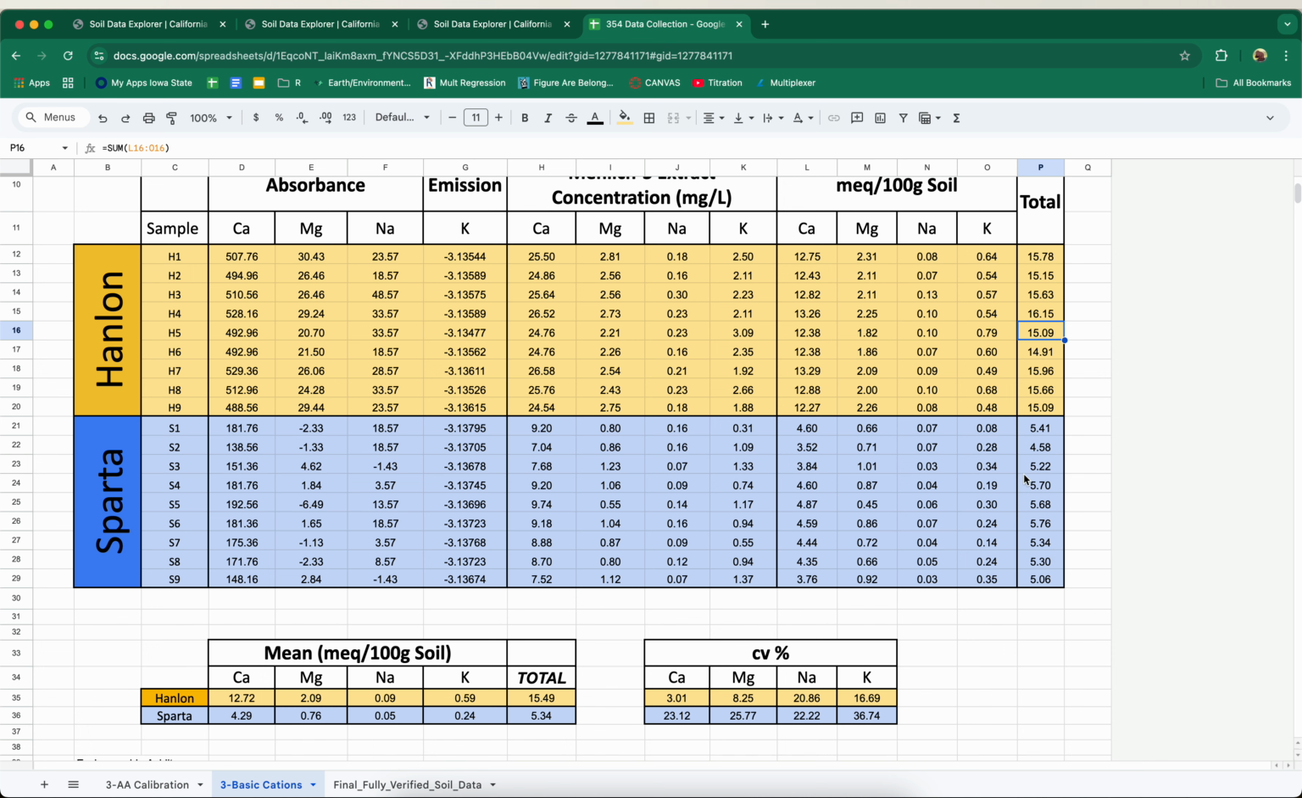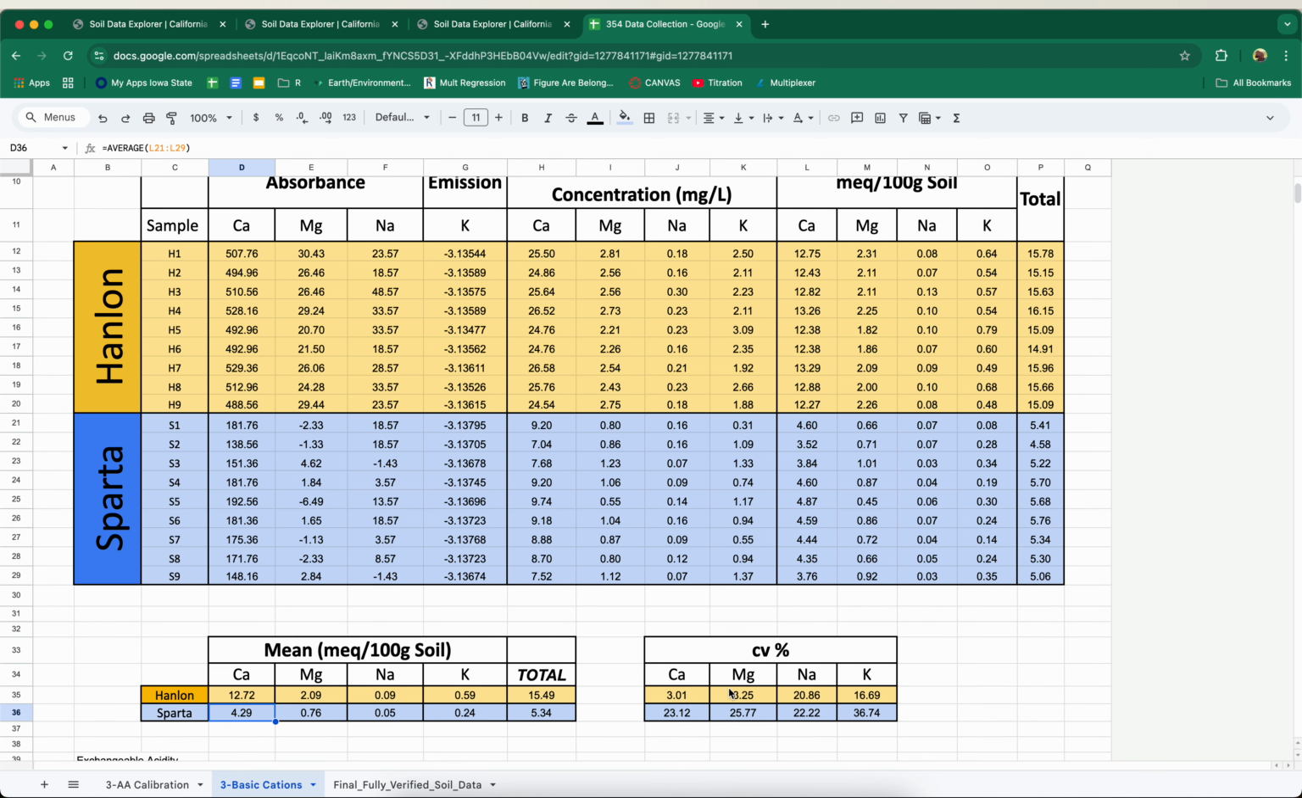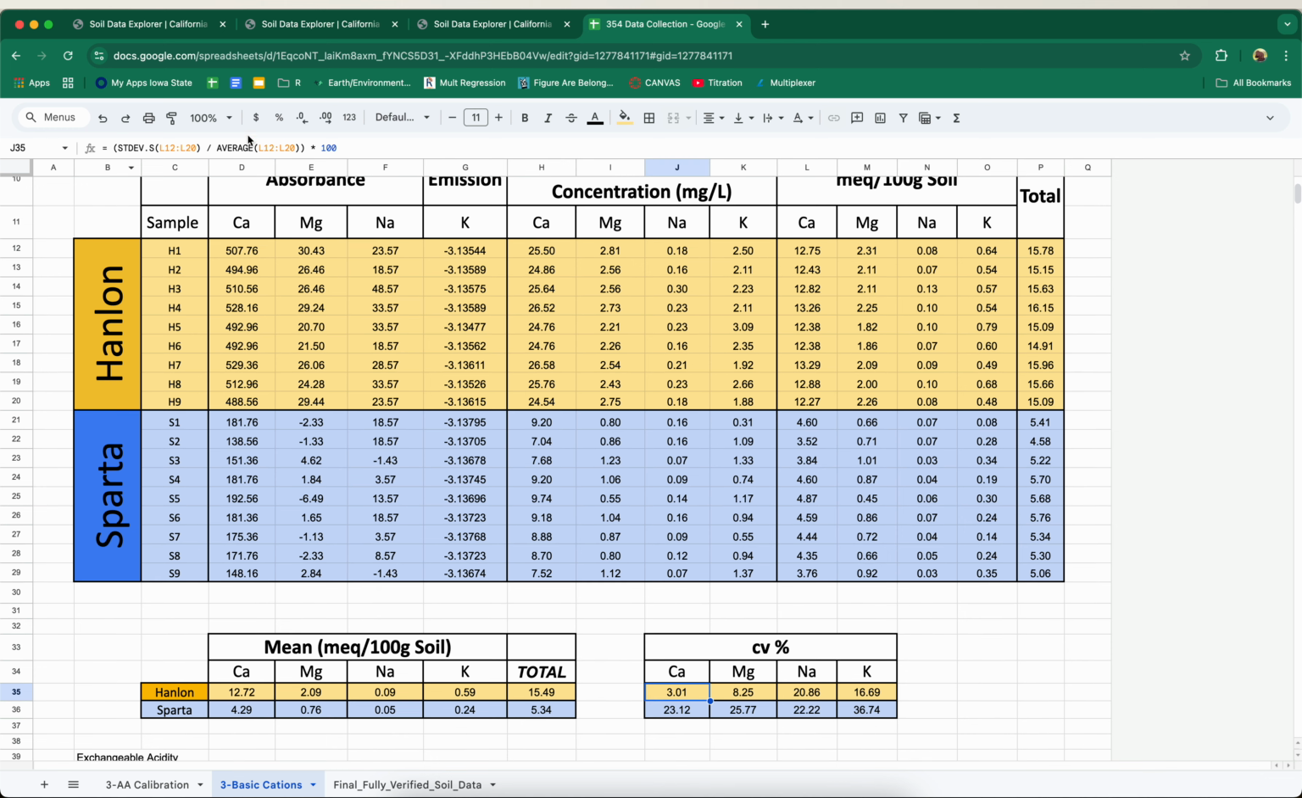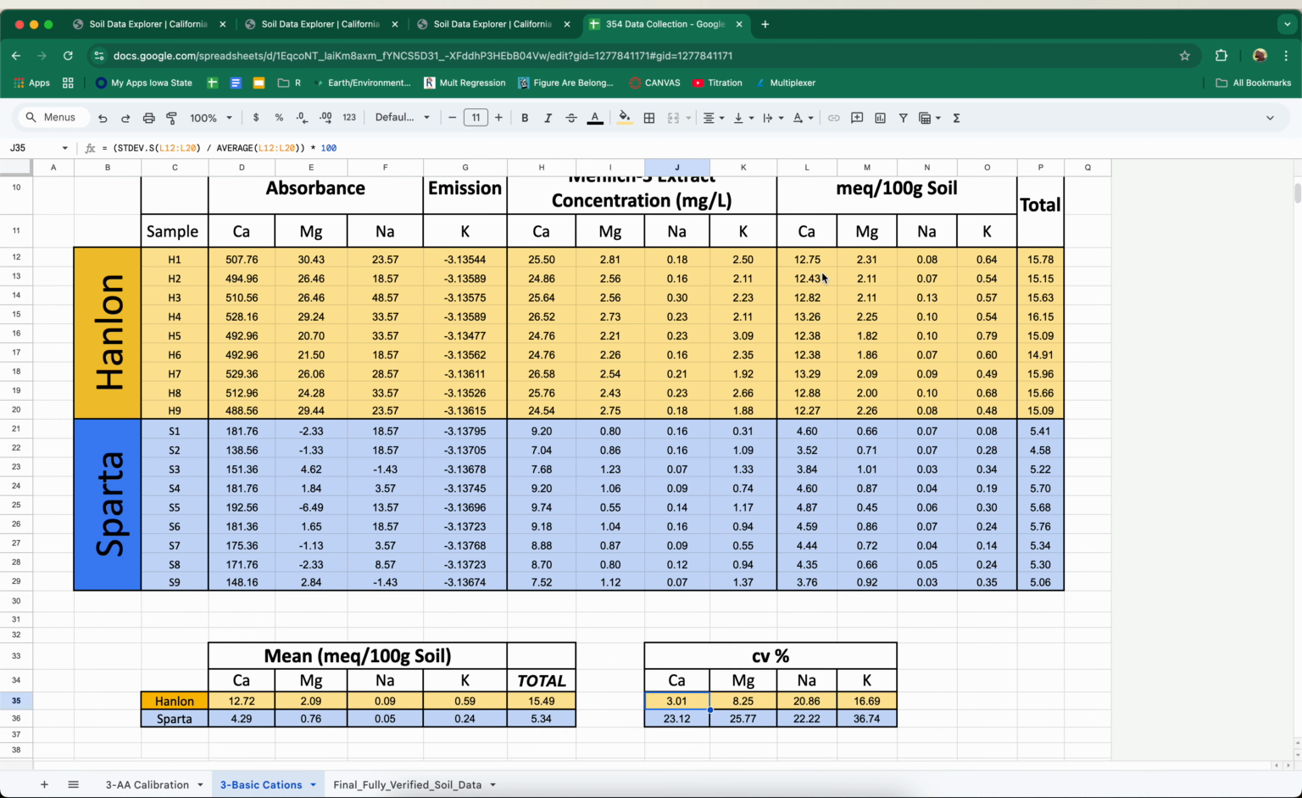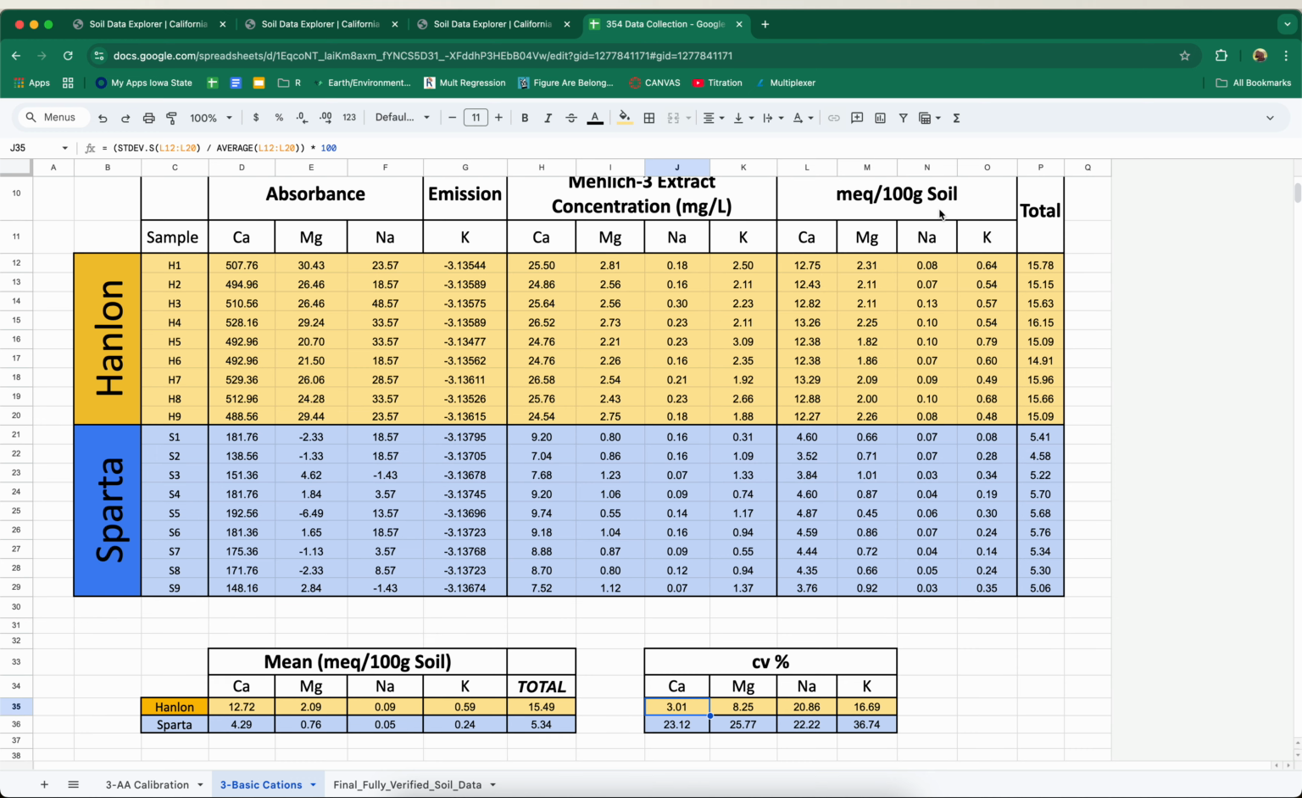So for each of those, I just grabbed a corresponding mean and dumped it down here and then totaled up those means. I did a quick calculation on the coefficient of variance. If you want to do it my way, you can do that quickly in Excel or Google Sheets: take the standard deviation divided by the mean, and multiply that by 100 to get a percentage. So the coefficient of variance should give you an idea of the variance within each of those samples of our cation exchange capacity in milliequivalents per 100 grams of soil.